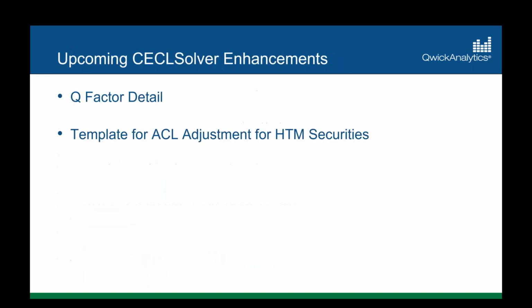Oh, I missed something. We also are finishing up a template for the ACL adjustment for held to maturity securities. That's a small piece of the puzzle, again, sort of like unfunded commitments is. It doesn't apply to some community banks at all. For the community banks it does apply to, it's relatively limited, but FASB has deemed that under CECL, all of your held to maturity securities that have real credit risk, the ones that are not government guaranteed, will also have to have an ACL adjustment, a CECL adjustment for those securities as well.